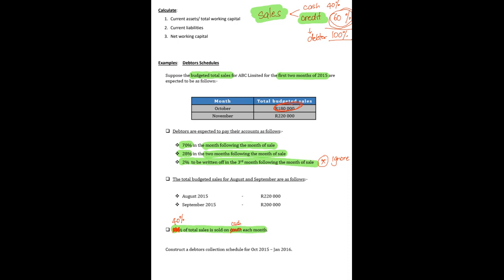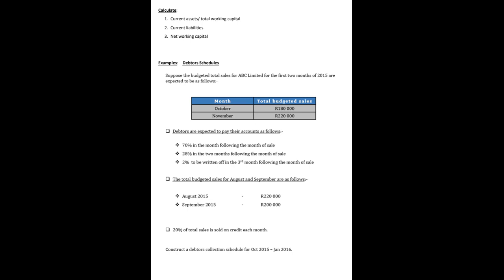Or sometimes it might just say to you, like in this question, they already said that 20% of your total sales is on credit. So we are only concerned with 20% of the total sales. Okay, so that is all the information provided.